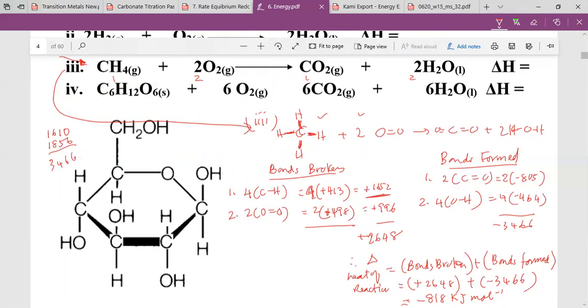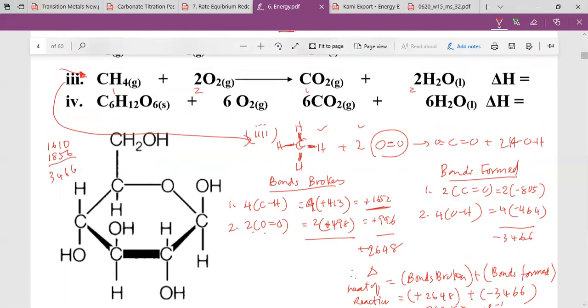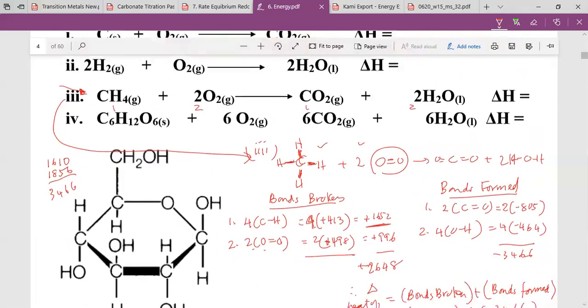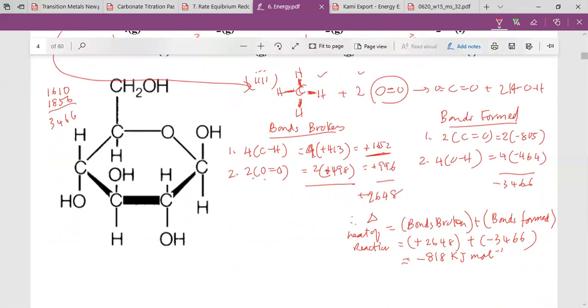So what else is broken? Oxygen. 1 mole is O=O, so for 2 moles, 2 times this. Again, O=O is 498. You can see again, O=O 498. So you put down here 498, 4 times this, so 996. Okay, positive. Why positive? Endothermic. So add up, it is plus 2648. Okay.